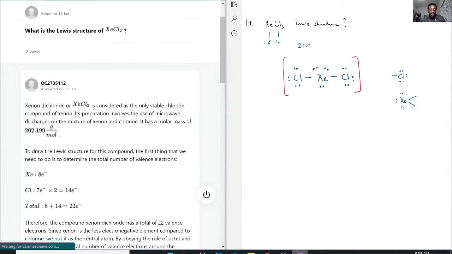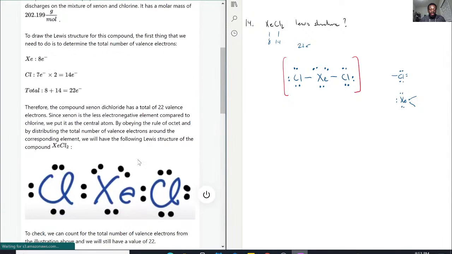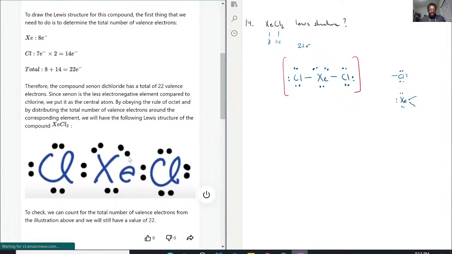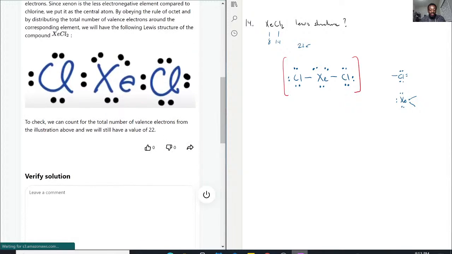Let's see what our colleague says. 22 electrons, and there we go, right here. 3 lone pairs in the xenon and 2 bonds sticking out of it.